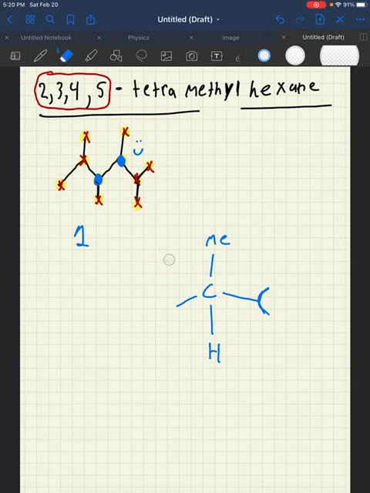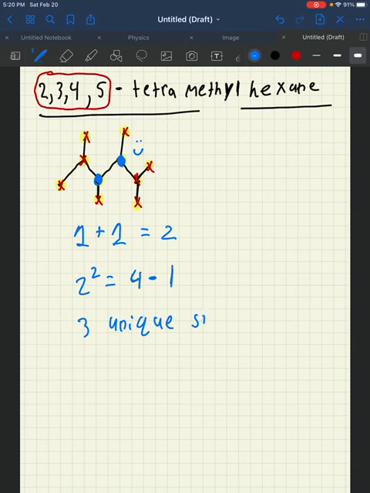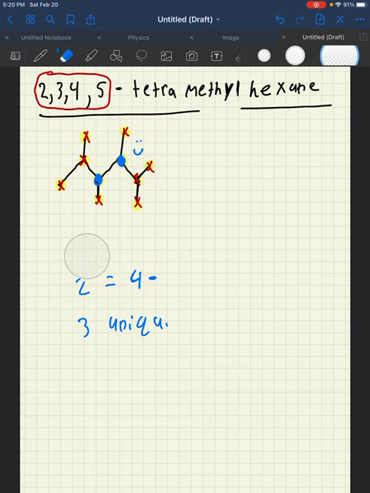So we know we have two stereocenters, and we can do 1 plus 1 gives us 2. 2 squared equals 4. Now we know this is a meso compound, so minus 1. We're going to have 3 unique stereoisomers. 3 unique stereoisomers. Sounds good to me. Let's draw them out though now, guys.